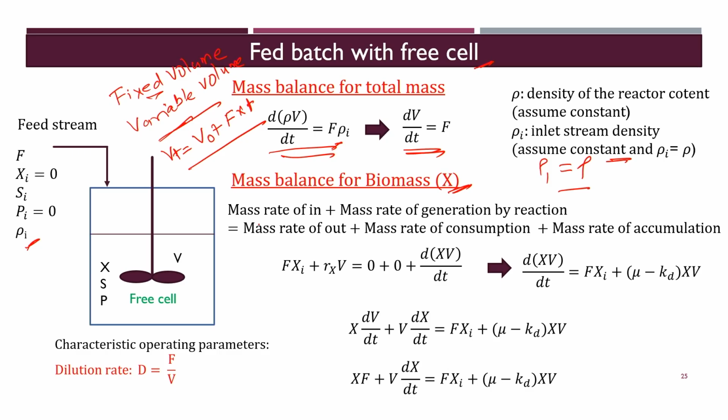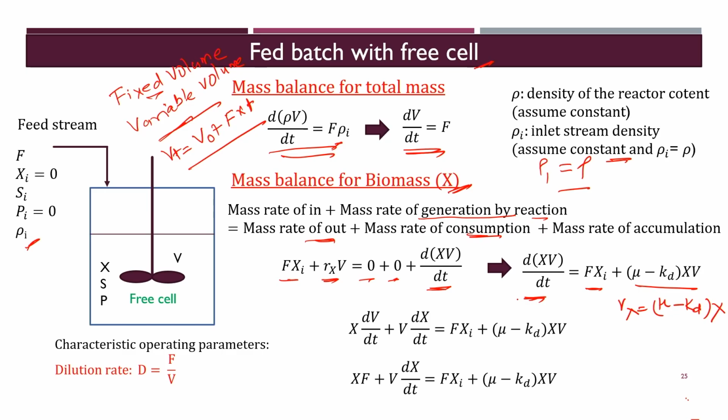So, mass rate in: what is biomass in? F into xi. Mass rate of generation, biomass generation, Rx into V. Mass going out is 0, mass of biomass utilized is 0, and rate of accumulation is d(xV) upon dt. So, we are getting d(xV) upon dt equals F xi plus Rx, and we are considering Rx to be equal to mu minus Kd, the death rate, into x. So, it is coming here.